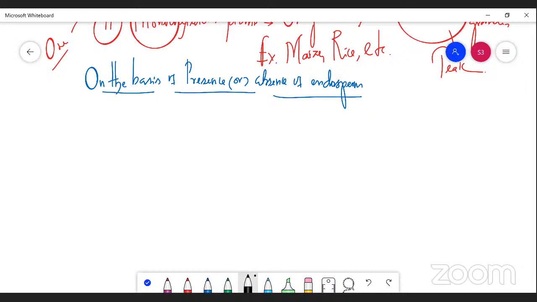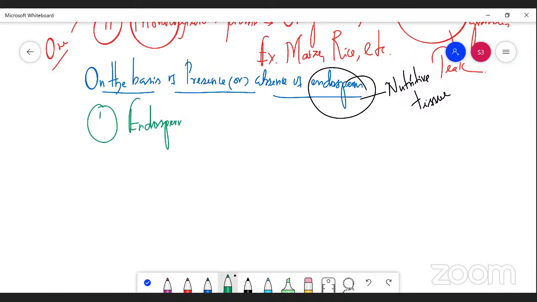Do you know what endosperm means? Endosperm is a nutritive tissue. Based on the nutritive tissue, the seed can be classified into two types. The first one is endosperm seeds, also known as albuminous seeds.